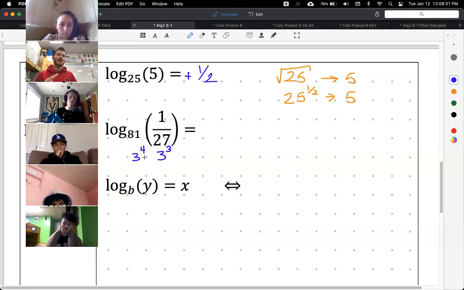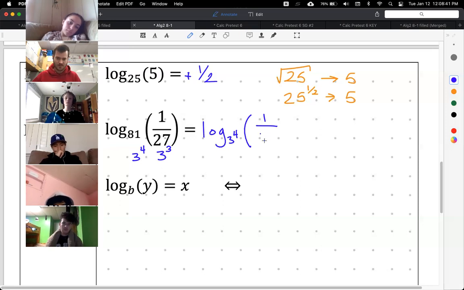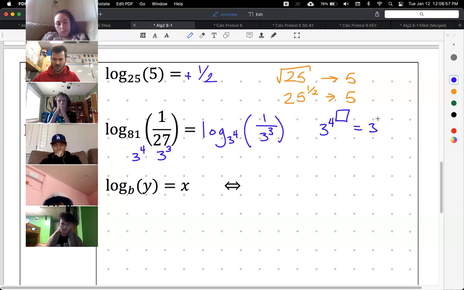So let me show you how I think about this problem. Well, first I rewrite it as log base 3 to the power 4 of 1 over 3 to the power 3. I rewrite it using Wyatt's interpretation of higher powers. But the question is asking 3 to the power 4 to what power? What thing goes right there will give me 3 to the power of 3.